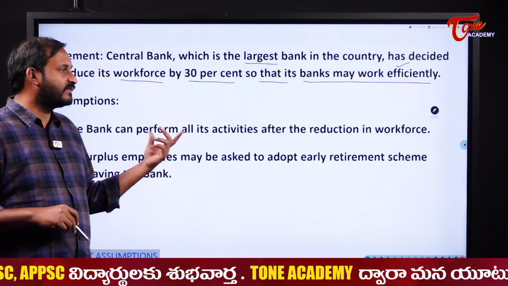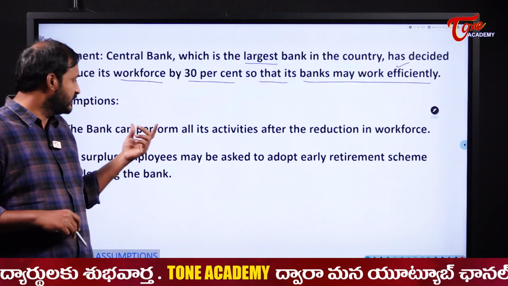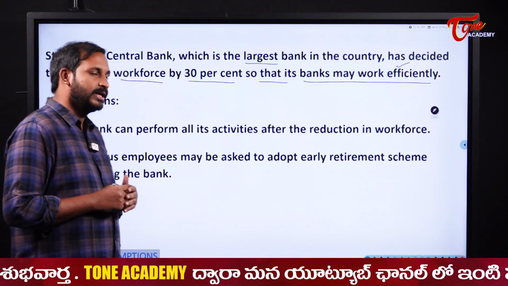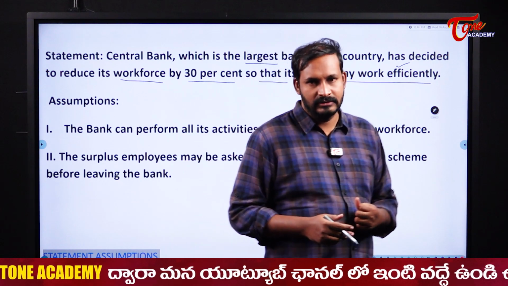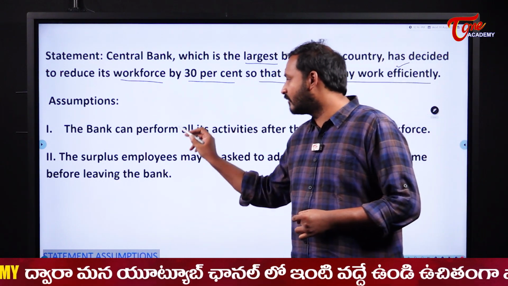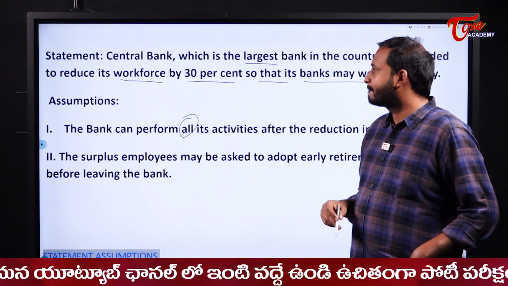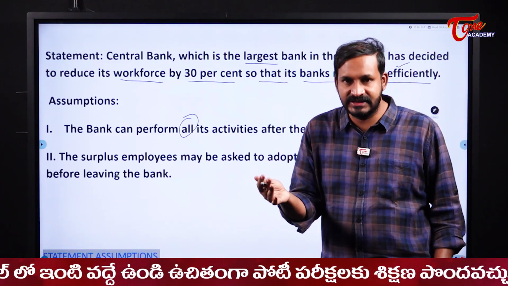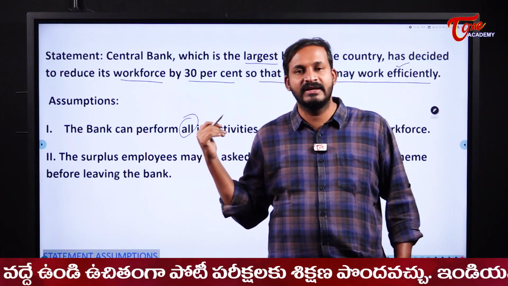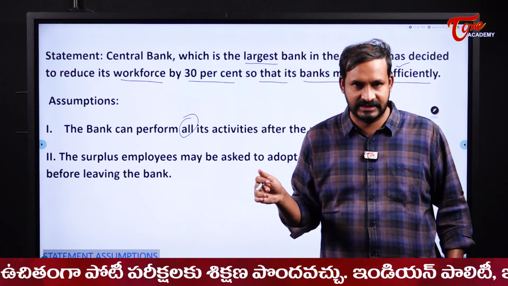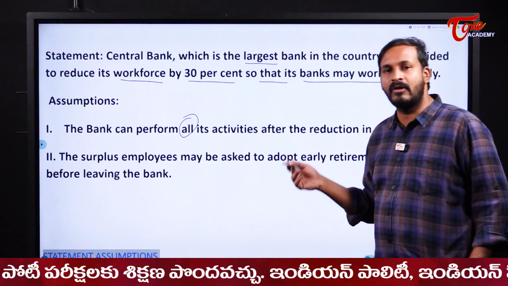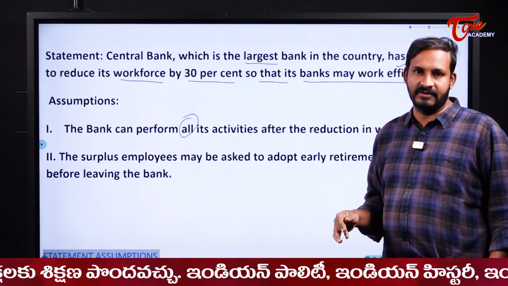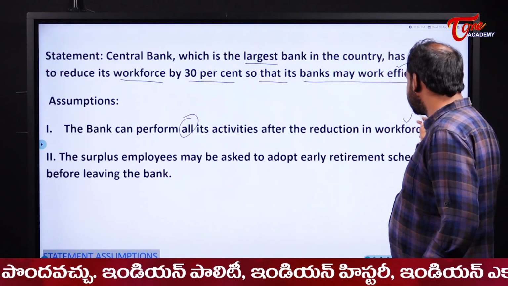All its activities after the reduction in workforce. Is it true or false? It may or may not be, right? "All" is a strong word for us. By reducing the workforce, they are saying that they will work efficiently, but they are not mentioning anywhere that they will continue all the services. That means they may skip or they may continue some of the services. So this is not implicit for us.